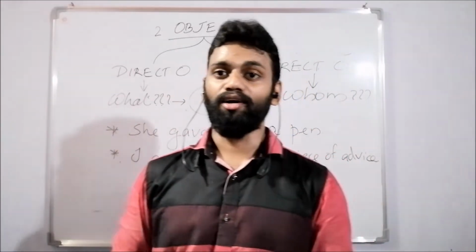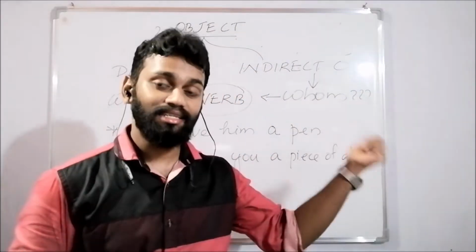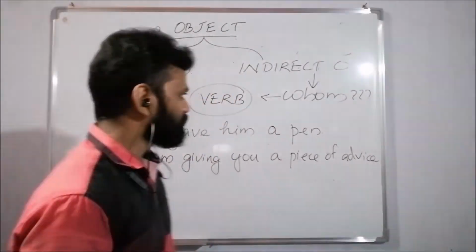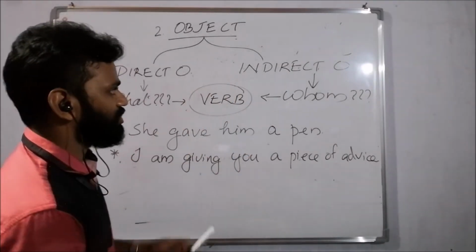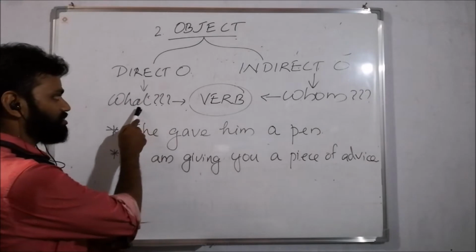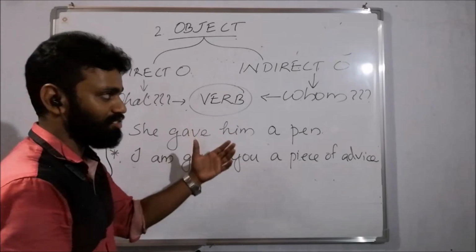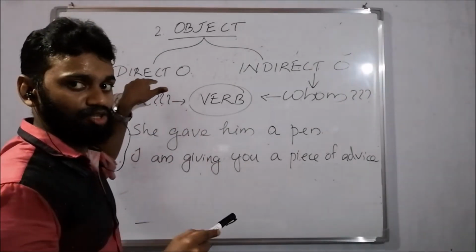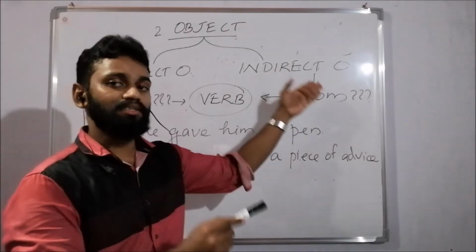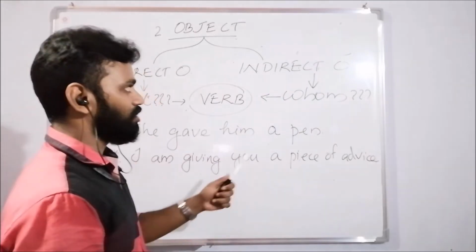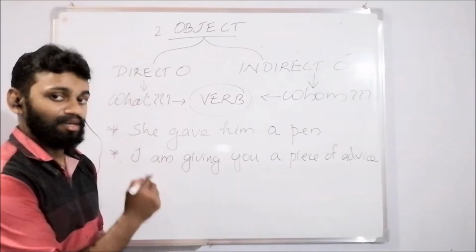Now, how do we find out whether what we have in the sentence is a direct object or indirect object? Now, it's quite simple. I have written it on the board. There is a present verb up in the center, and there are two questions. If you ask the question what to the verb, and if you have an answer in the sentence, that answer will be the direct object. And if you ask the question whom to the verb, and you have an answer in the sentence, then that will be the indirect object. Let's get it clearly by looking at the example.